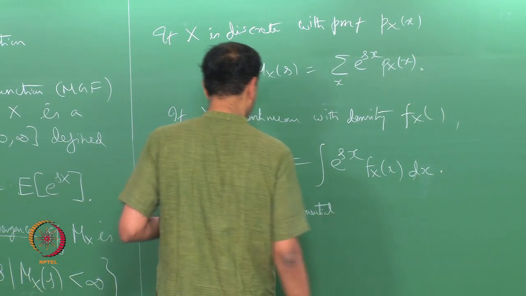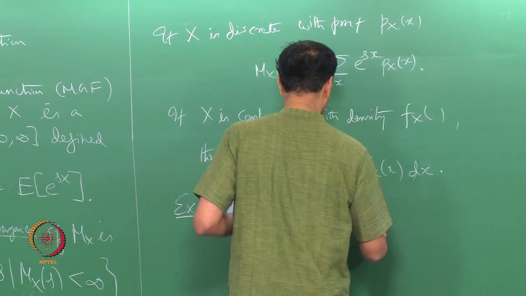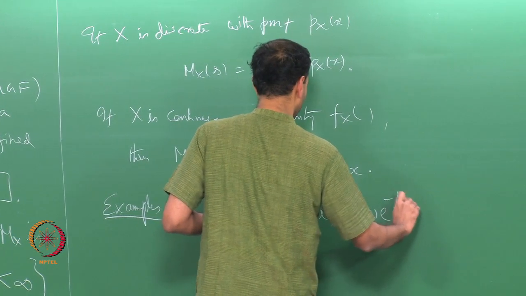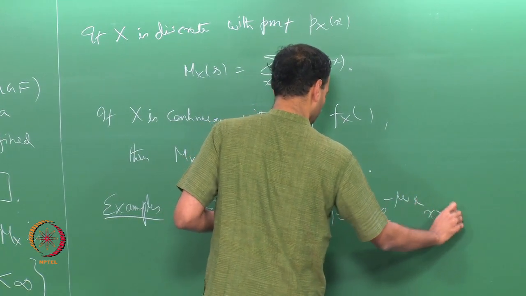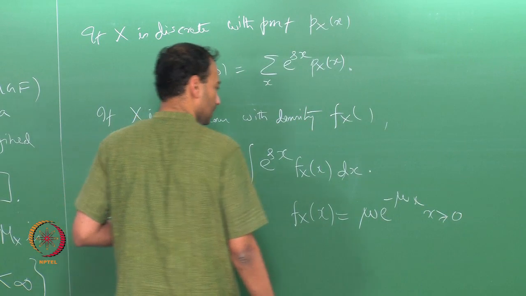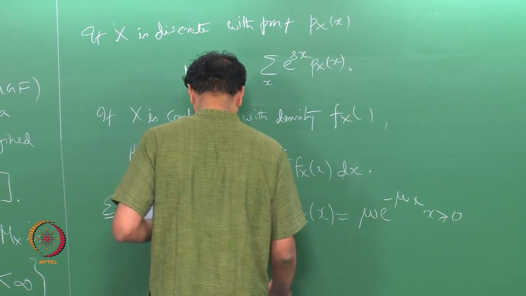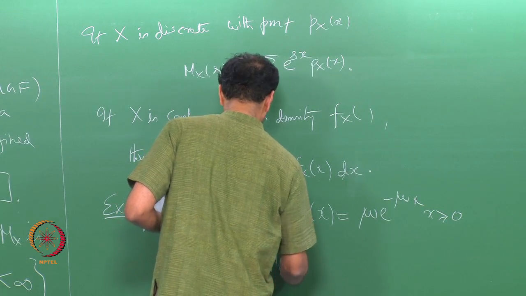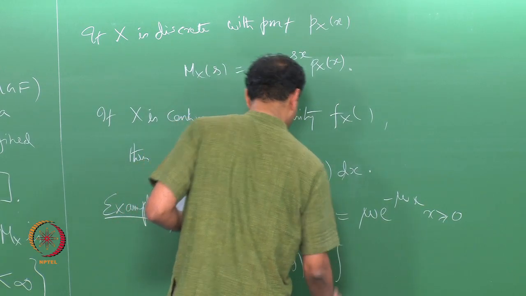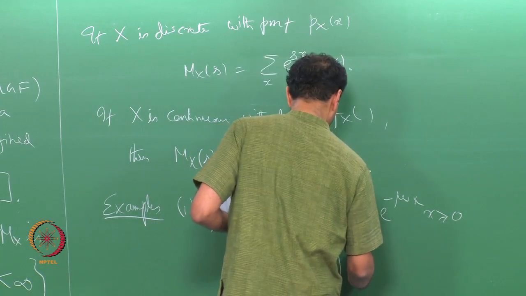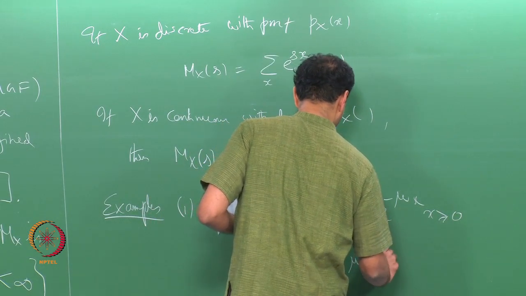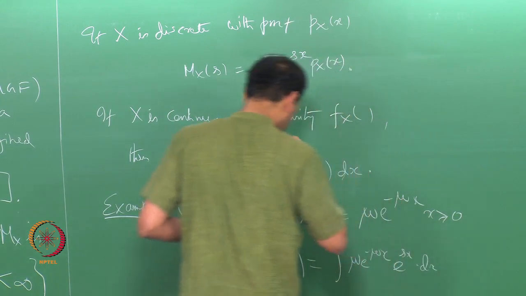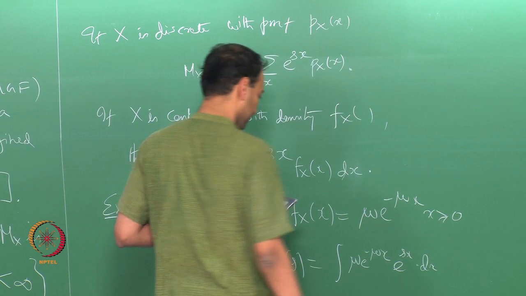We have an exponential random variable with f_X(x) equal to mu e^(-mu x) for x greater than or equal to 0. Then you have M_X(s) equal to the integral of mu e^(-mu x) e^(s x) dx.